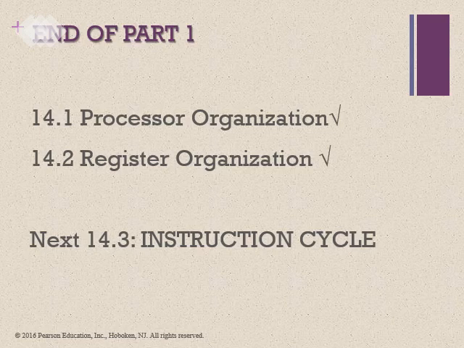This is the end of part 1 of chapter 14, module 5, processor. You should be able to distinguish between user visible and control status registers and discuss the purpose of registers in each category. You also know about the buses and how to design them. What is the trade-off? Next, we're going to move to 14.3 instruction cycle in the next video.